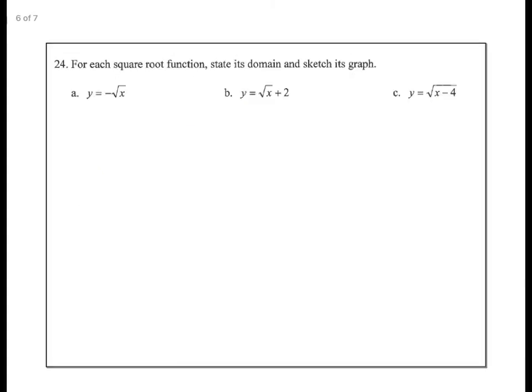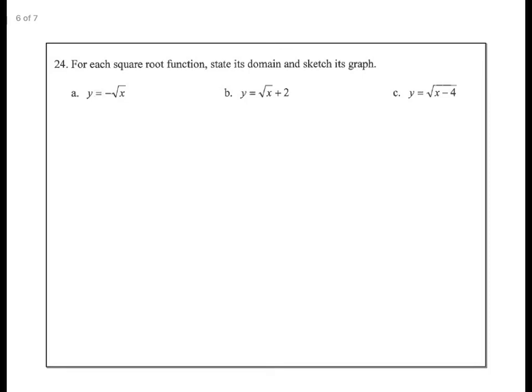Okay, for each square root function, state its domain and sketch its graph. You can see I didn't put graphs on here. It's pretty hard for me to graph on my iPad, but we've been practicing graphing in class. So if you have questions, please ask during class time. I'm happy to help you. Let's just focus on domain.